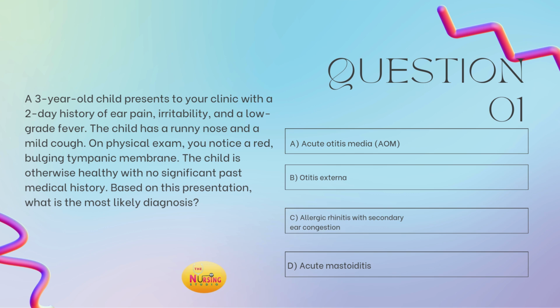So this is a 3-year-old. Parents have brought them in with a 2-day history of ear pain, irritability, a low-grade fever. Child has runny nose, mild cough, but you also know a red bulging tympanic membrane. Y'all, that red bulging tympanic membrane is classic for A, acute otitis media.